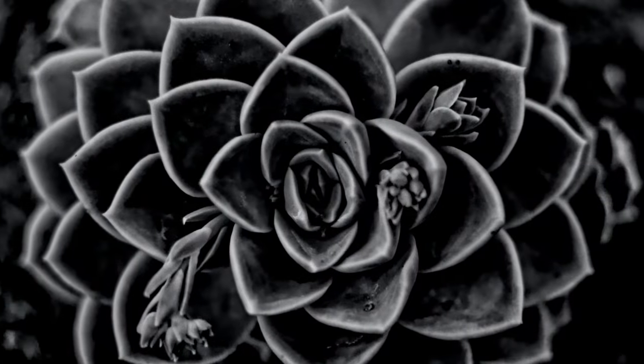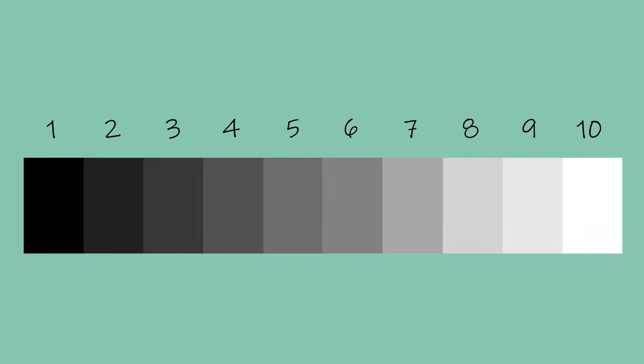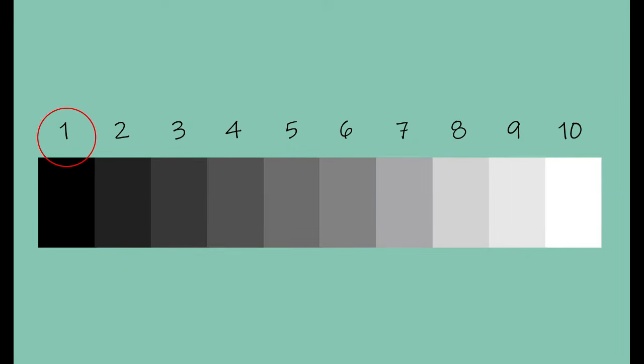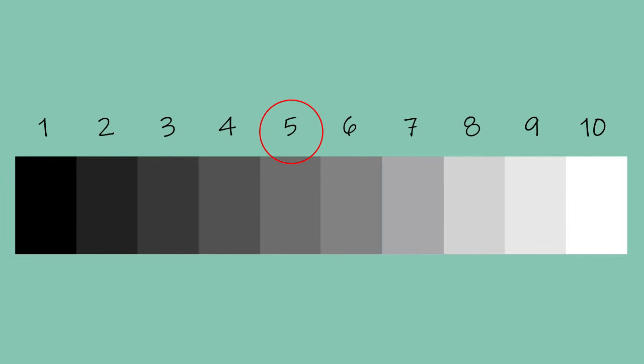Value is simply the light and the dark of a picture. Values can be better understood when they are visualized as a scale. I like working with a value scale from 1 to 10, dark to light. The darkest value is 100% black and the lightest value is 100% white. And the halfway value between these two extremes is grey.